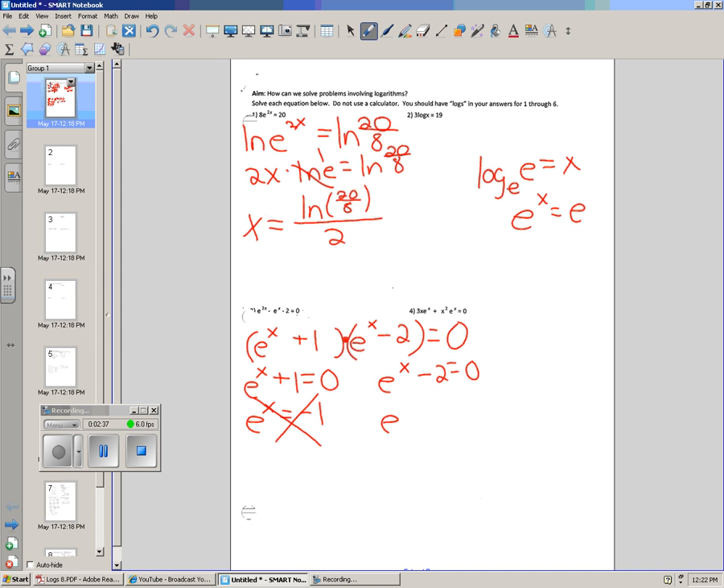Over here, we have e to the x equals 2. To solve, we're going to take the ln of both sides, so we get x multiplied by ln e is equal to ln 2. Well, ln e is just the number 1, so we really just know that x is equal to ln 2.